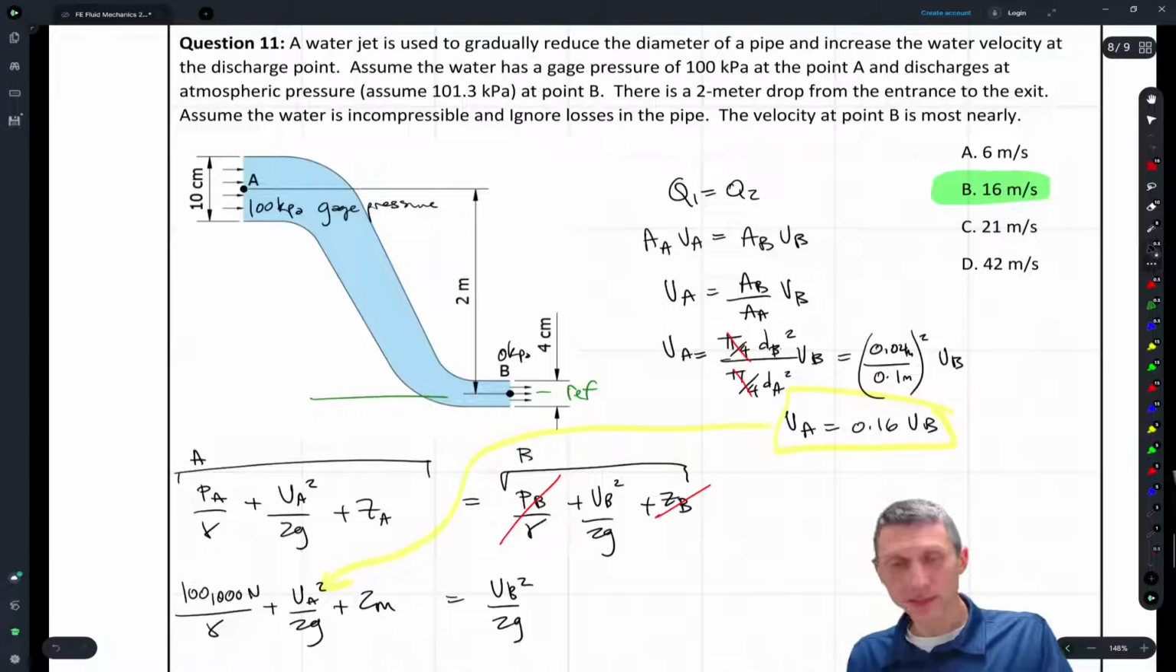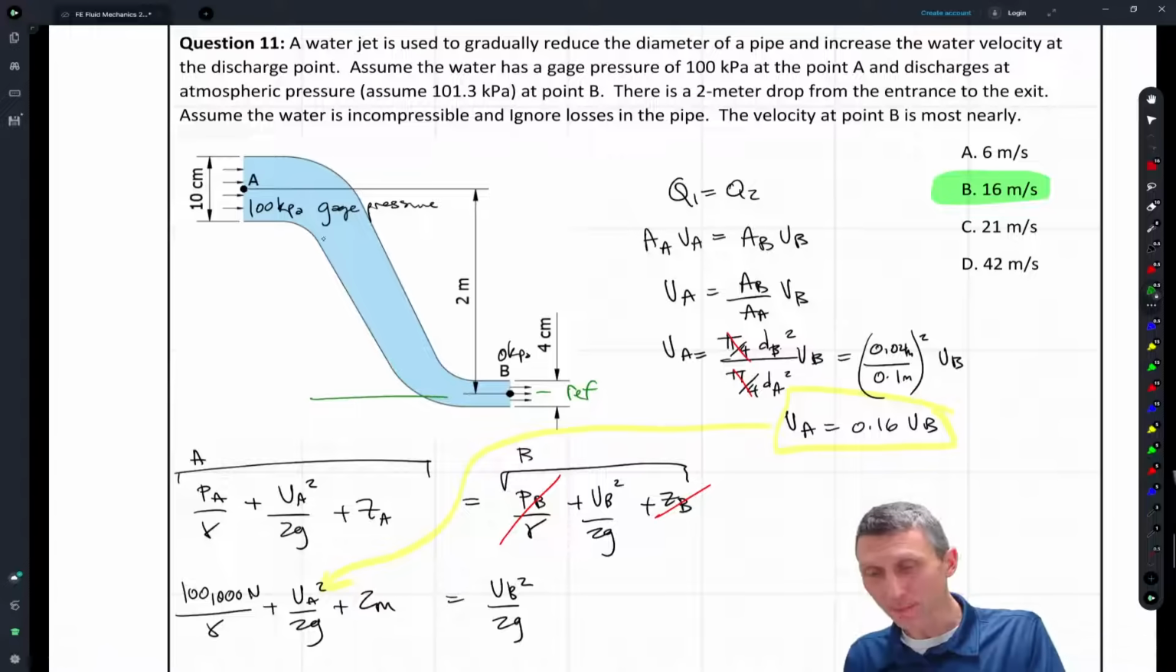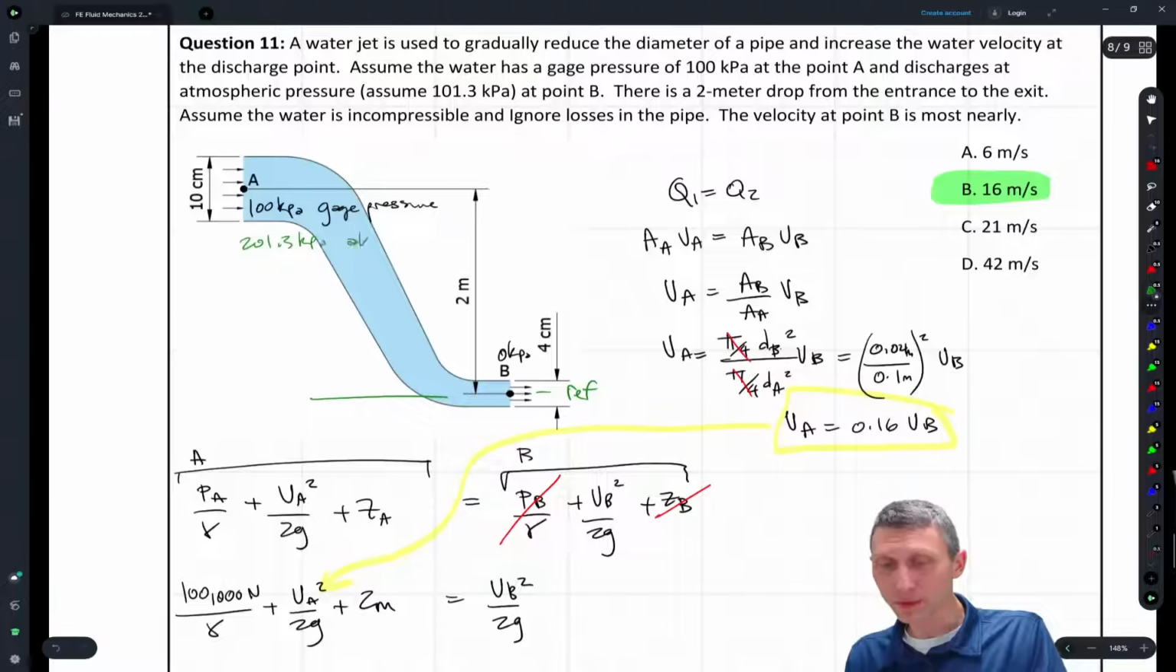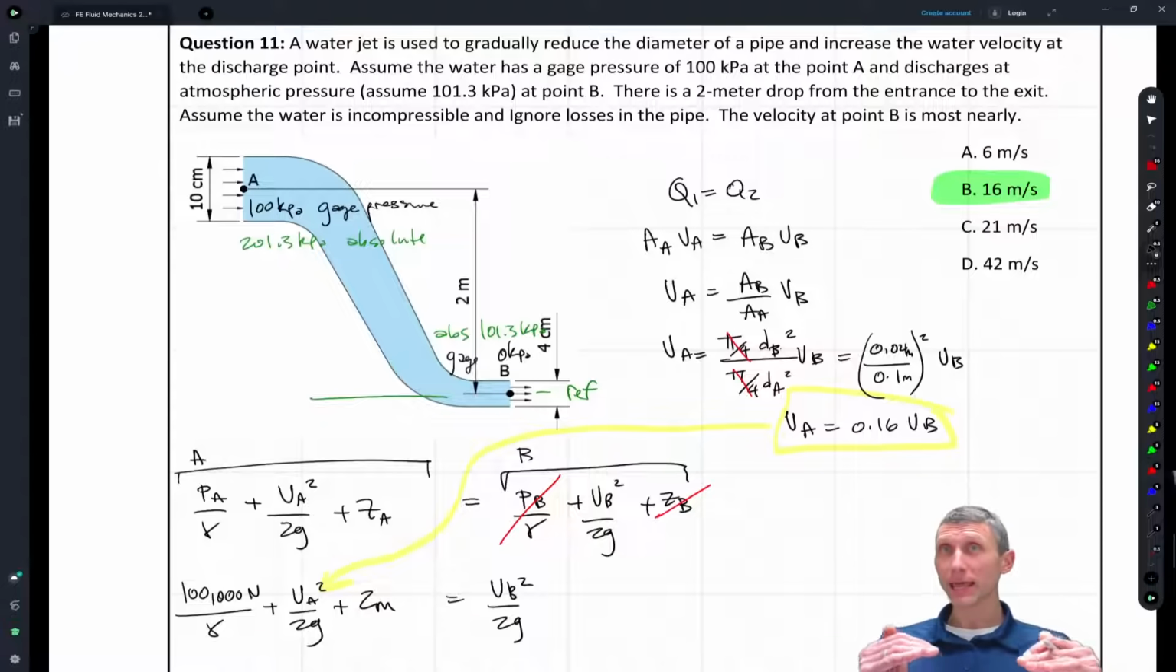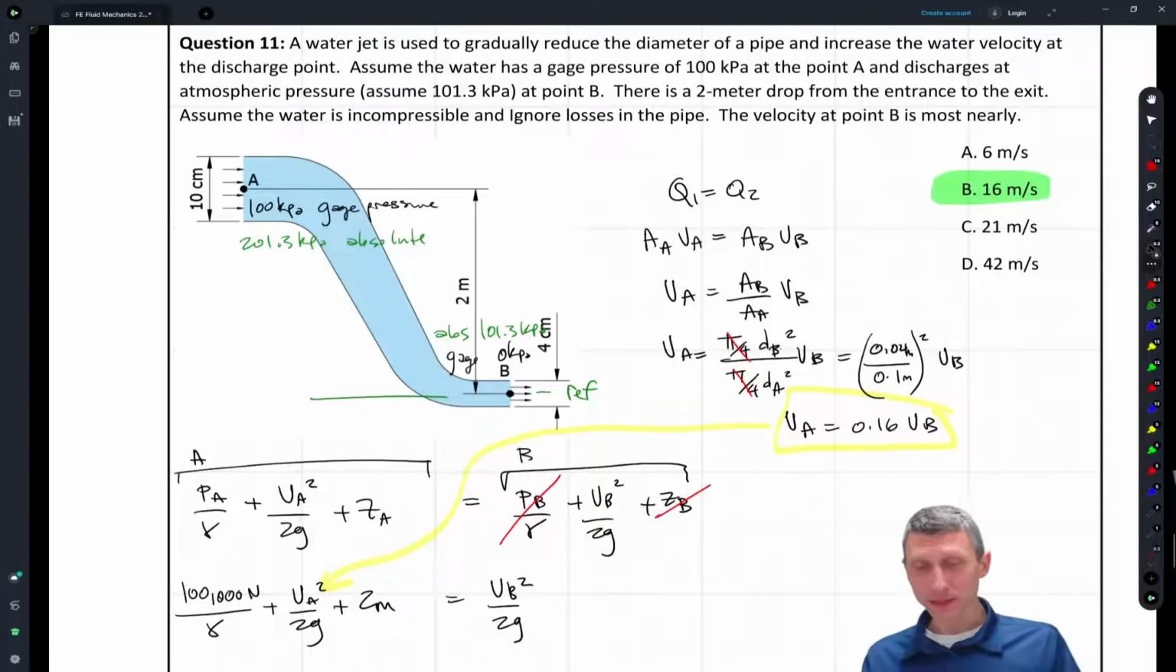right? If this was absolute pressure, this would be 201.3 kPa absolute, right? And this would be 101.3 kPa absolute, right? But gauge pressure basically says we're just going to subtract that 100 off, and it's not going to make a difference. And the reason why it doesn't make a difference is let's look at this for a second. If we left that in there, right? Let's say we left that in there.